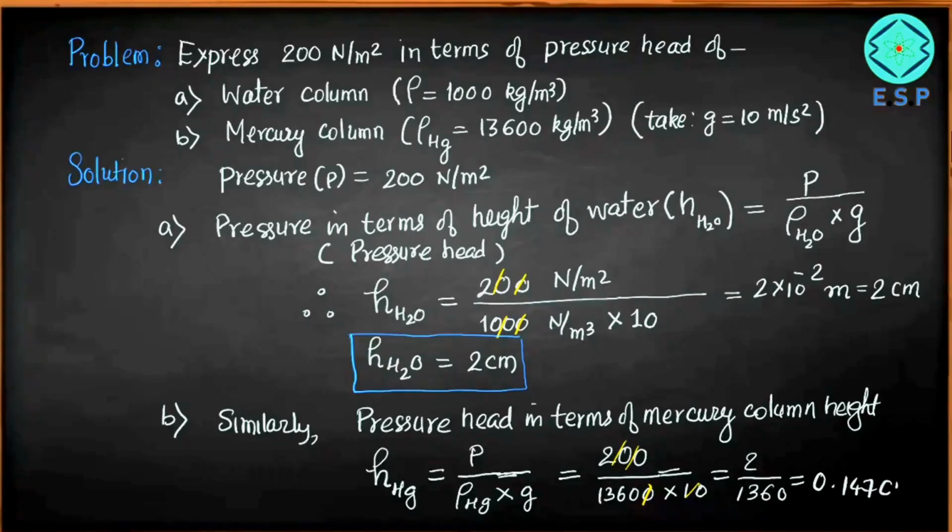If you simplify, this value will turn out to be 0.147 centimeters. So friends, you can see here the pressure head in terms of mercury is much smaller compared to the pressure head in terms of water. We will see some more examples as we go along to make our concept clearer about pressure head and pressure intensity. So pressure head is nothing but expressing the given pressure in terms of the height of a certain liquid. Maybe water you can take, maybe mercury you can take, or whatever liquid is given to you, or any kind of fluid. In terms of the height of that fluid, we can express any pressure. So that is called pressure head.